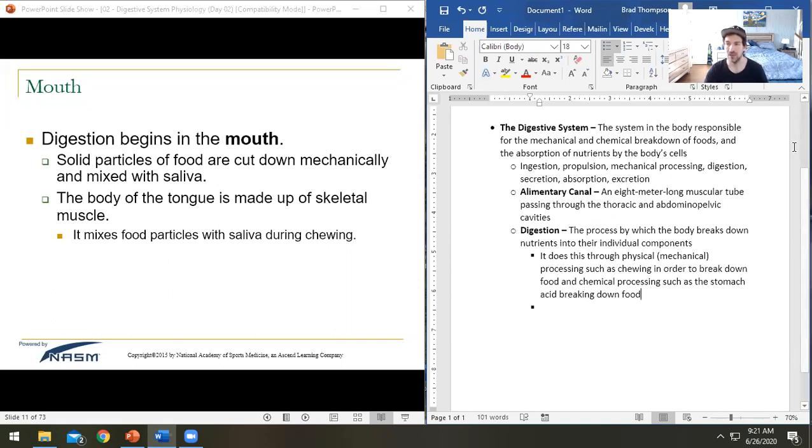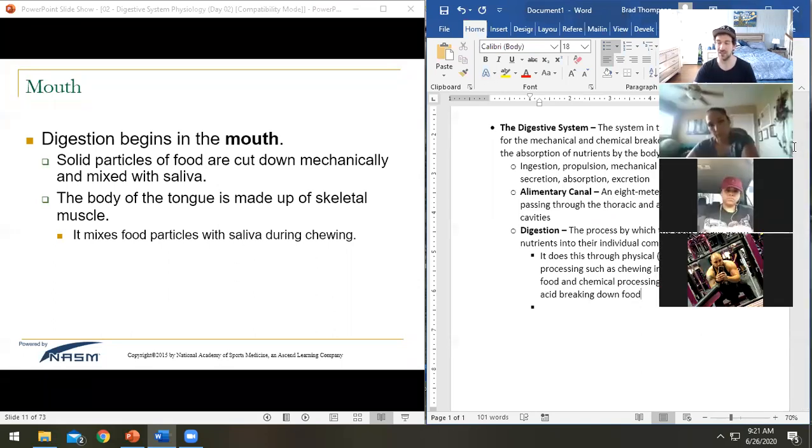So we have to understand, why are we breaking this stuff down so small, right? Why are we breaking down this food so much? Well, we have to remember, we are trying to get this into our bloodstream. We need these nutrients to be carried by blood cells, which are some of the smallest cells that you have in your entire body.